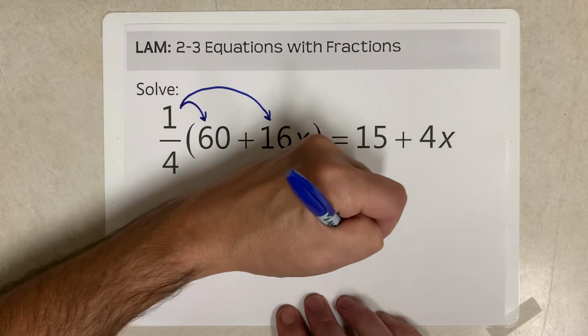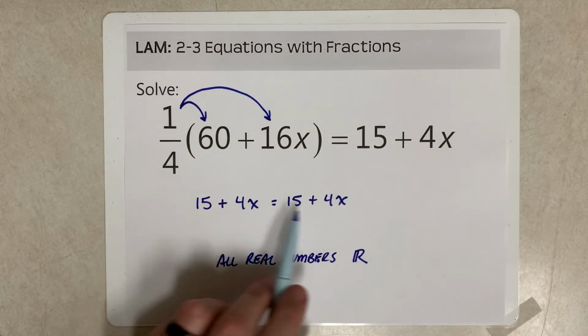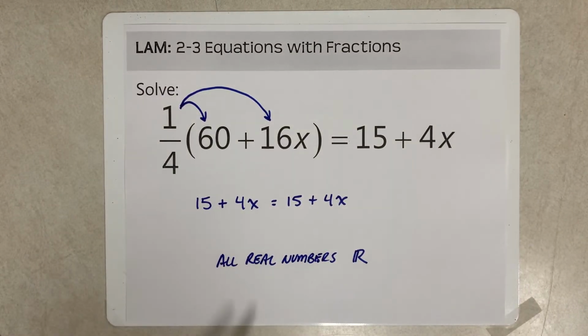And again, you can put that little R there. And even if you subtracted 4x on both sides and 15, you'd still get a true statement, 0 is equal to 0. And you're still going to get all real numbers because the variables are going to cancel out. It's a true statement.